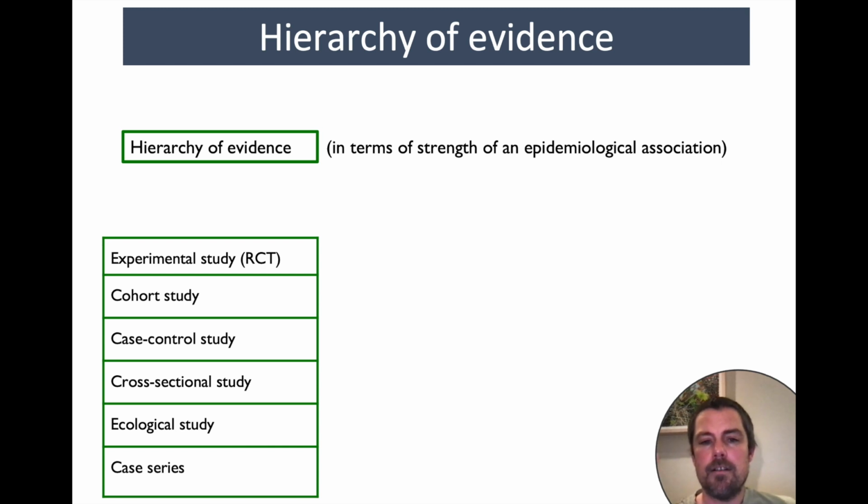So in terms of hierarchy of evidence, we can see here that at the top we have a randomized control trial. We'd believe that. Then a cohort study, then a case control study. A cross-sectional study would involve the exposure and outcome being measured at the same time, and you might have an idea of time frames.